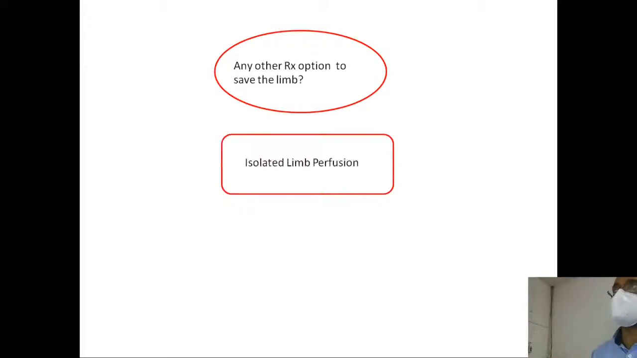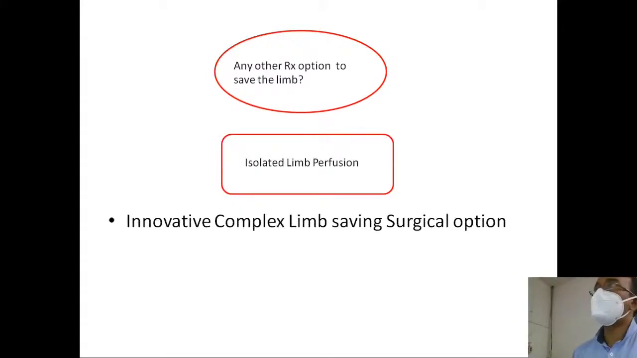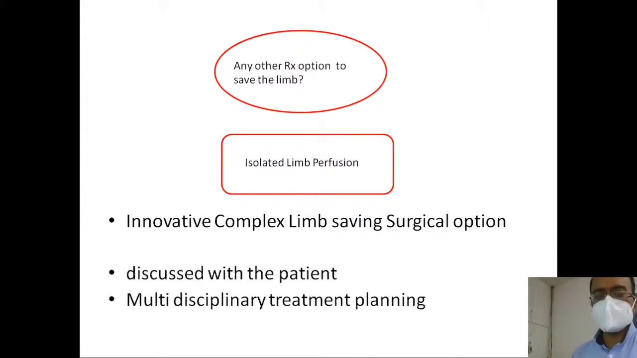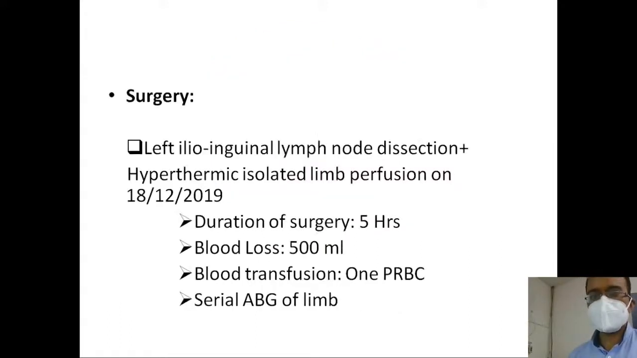So the available option, to give the answer, is isolated limb perfusion, which is an innovative, complex limb-saving surgical procedure. So we discussed these options with the patient. Simultaneously, we also discussed these options in our multidisciplinary tumor board. So finally, this patient was planned for surgery.